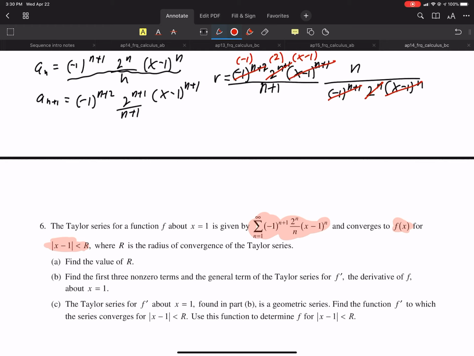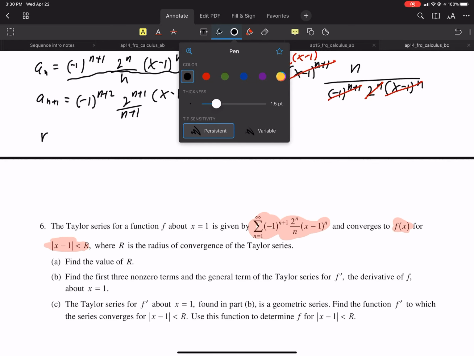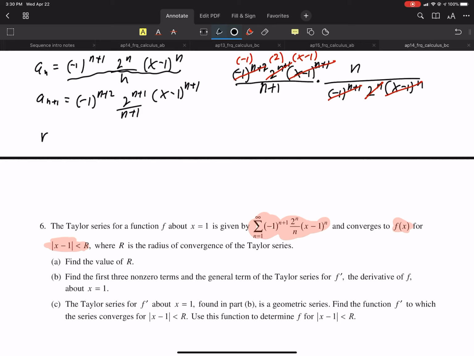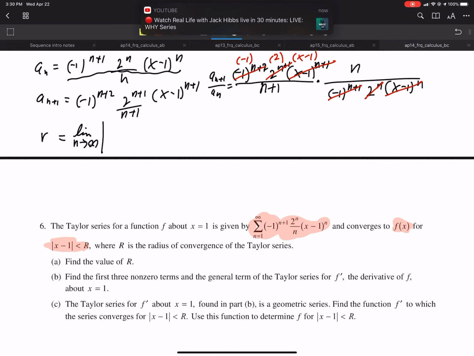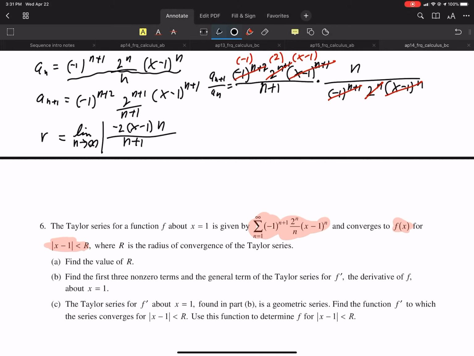So the ratio test, how do you do it? That's not r. I am just really messing up. That is a sub n plus 1 over a sub n. Now I take the absolute value of that and take the limit, and that will be my ratio for the ratio test. Absolute value of negative 2 x minus 1 n over n plus 1.